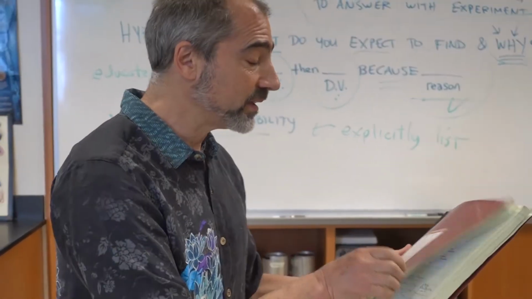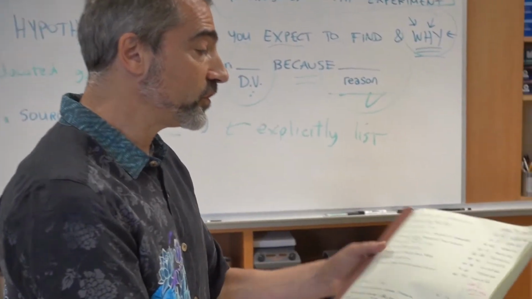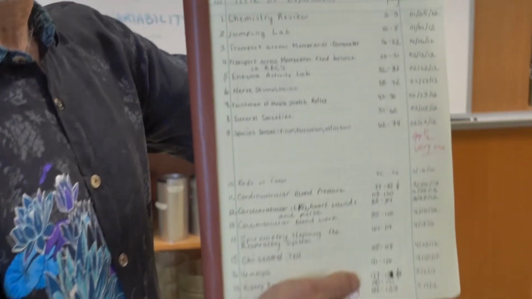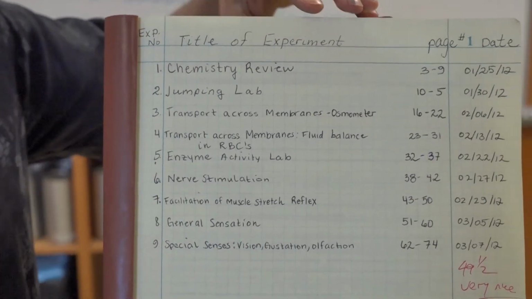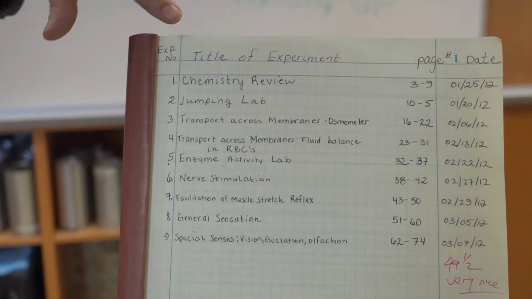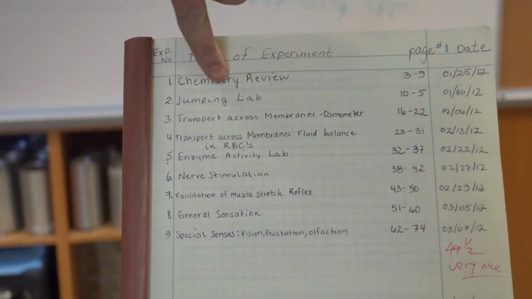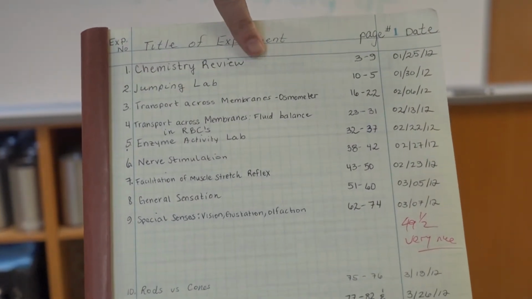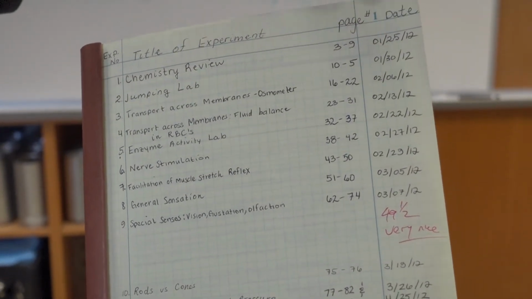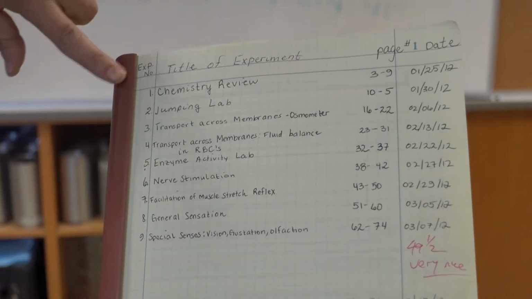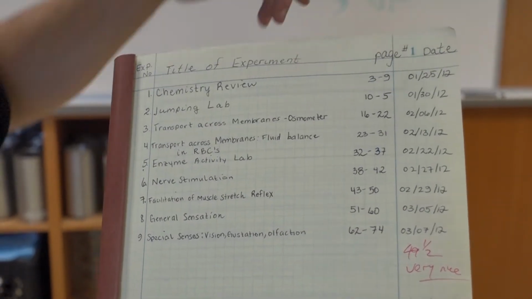It will start in the first page. There will always be a table of contents. Again, this is in your lab manual, it talks about how to put this out, but basically this will be a work in progress. Each time we do a lab, you have the name of the lab, the page that it is found in your lab notebook, the date that you are doing it.